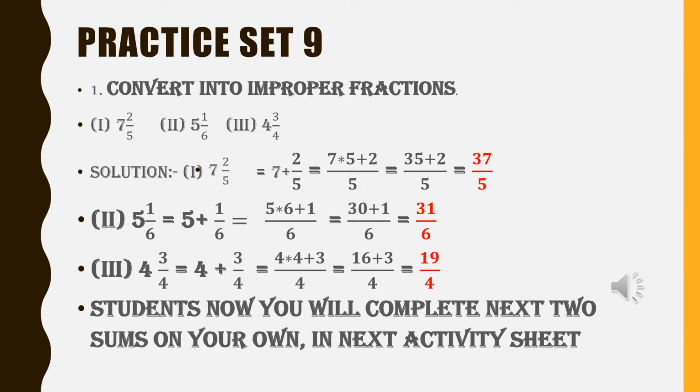So let's recall. I hope you all know, but I'll remind you. Improper fraction means where the numerator is greater than the denominator. I'll repeat again. When the numerator is greater than the denominator, we call it an improper fraction. And where the numerator is smaller than the denominator, we call it a proper fraction.